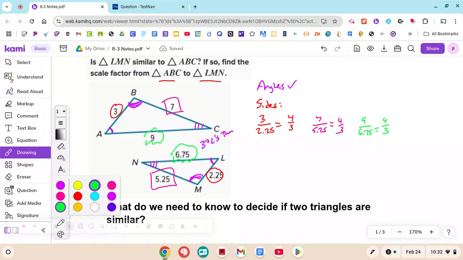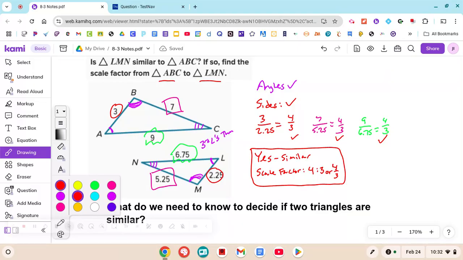So yeah, it looks good. All of these are the same. That's the same as that, is the same as that. So all my sides are matching, and so yes, these are similar. And then my scale factor is going to be 4 to 3, like that. You can also write it in a fraction format if you wanted to. Either of those is totally fine.